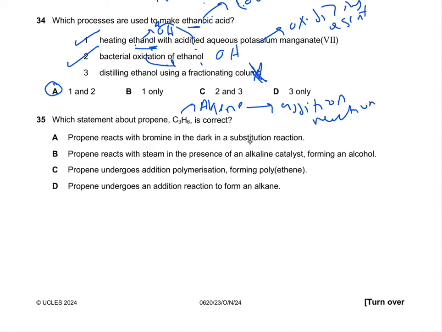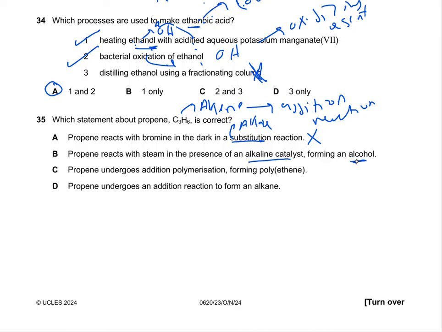Propene reacts with bromine in dark in a substitution reaction? No, that's wrong. Propene is an alkene, and alkenes just make addition reactions. Alkanes make substitution, but alkenes make addition. So A is wrong.